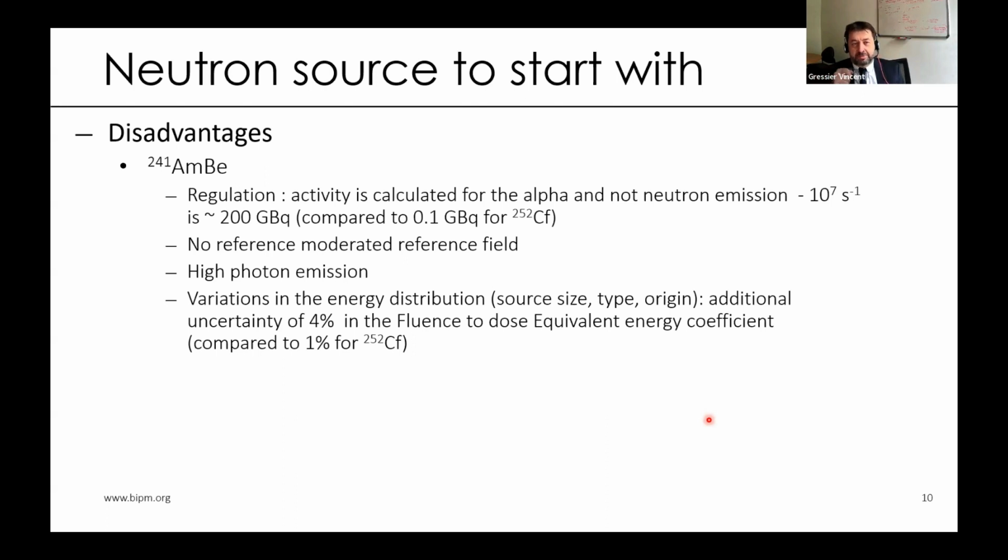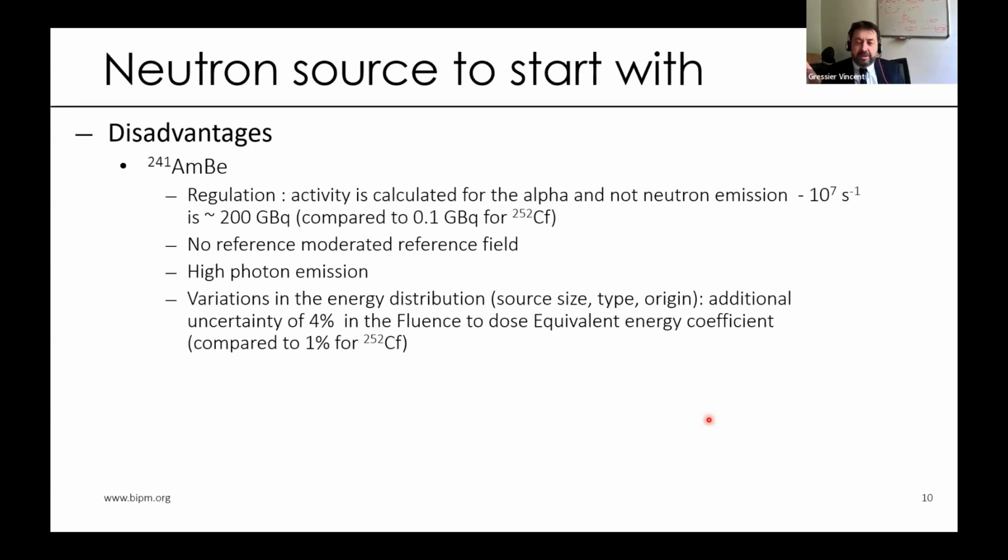The problem also for the americium barium is that there is no moderated reference field, so it's just americium and nothing else. You have a high photon emission rate, and the variation in the energy distribution is also more dependent on the source size, the type of the source, the manufacturer, and you should add an uncertainty of about 4% in the fluence to dose equivalent energy coefficient.